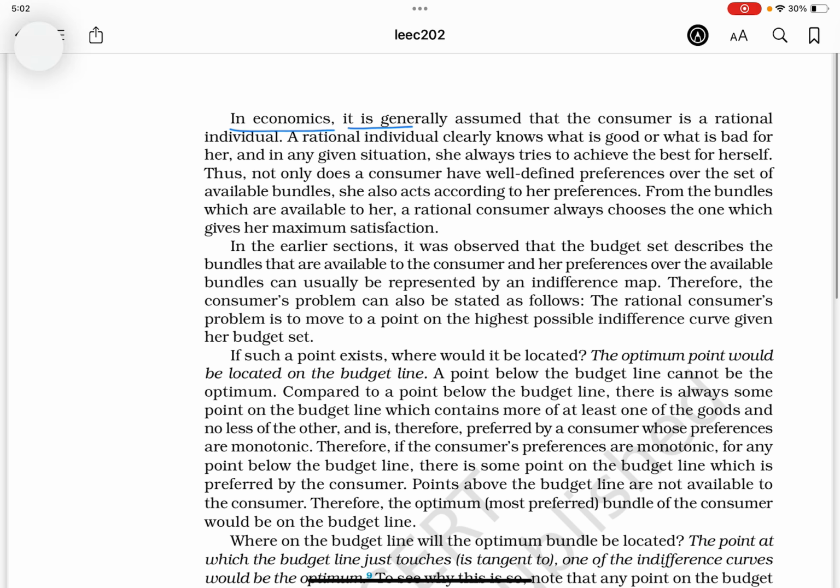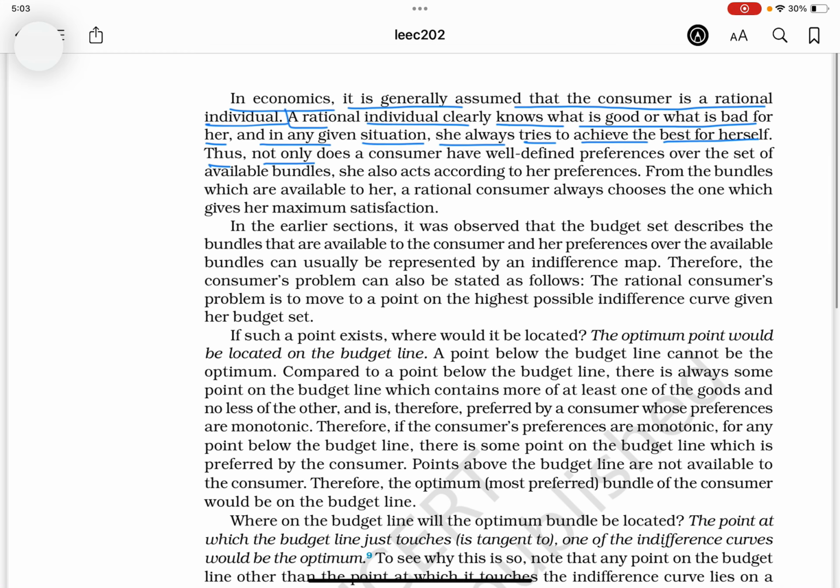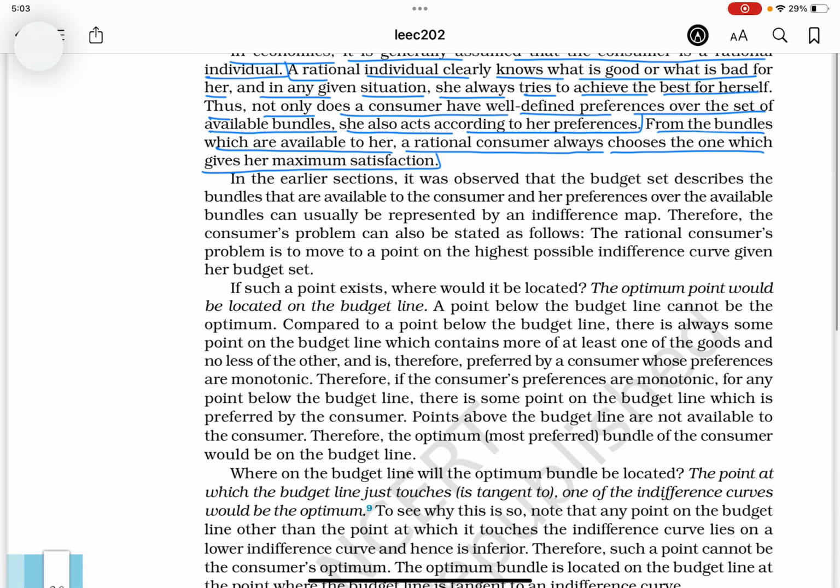In economics, it is generally assumed that the consumer is a rational individual. A rational individual clearly knows what is good or what is bad for her in any given situation. She also tries to achieve the best for herself. Thus, not only does a consumer have well defined preferences over the set of available bundles, she also acts according to her preferences from the bundles which are available to her. A rational consumer always chooses the one which gives her maximum satisfaction.